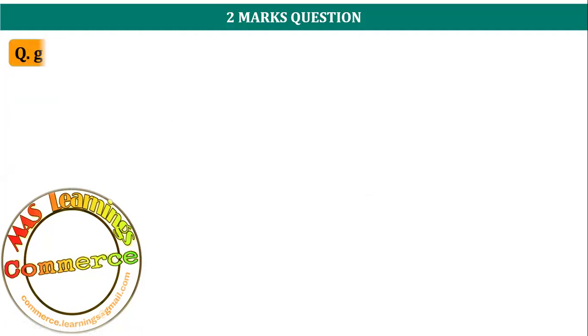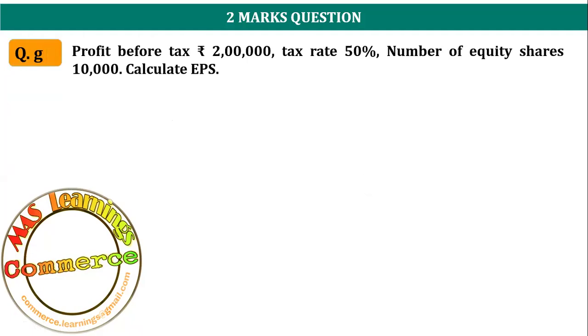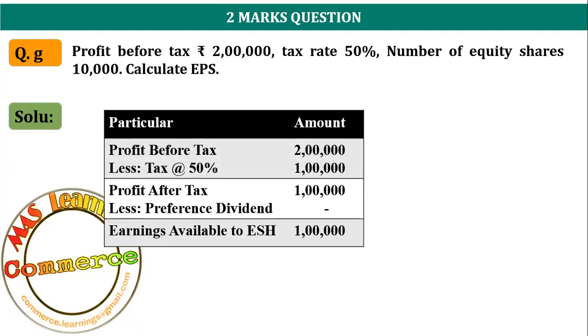Next, profit before tax 2 lakh rupees, tax rate 50%, number of equity shares 10,000. Calculate EPS. We have to calculate EPS, earning per share. For that, first and foremost we have to calculate earnings available to equity shareholders. Profit before tax is 2 lakh, and they have given tax of 50%. So if we deduct, we will get 1 lakh as profit after tax.